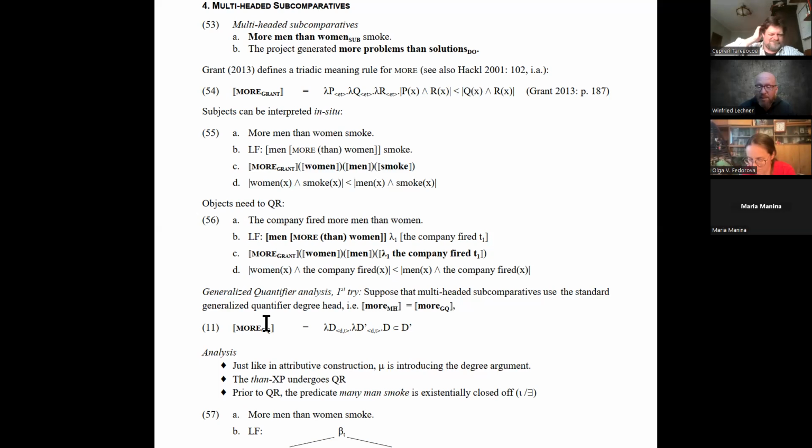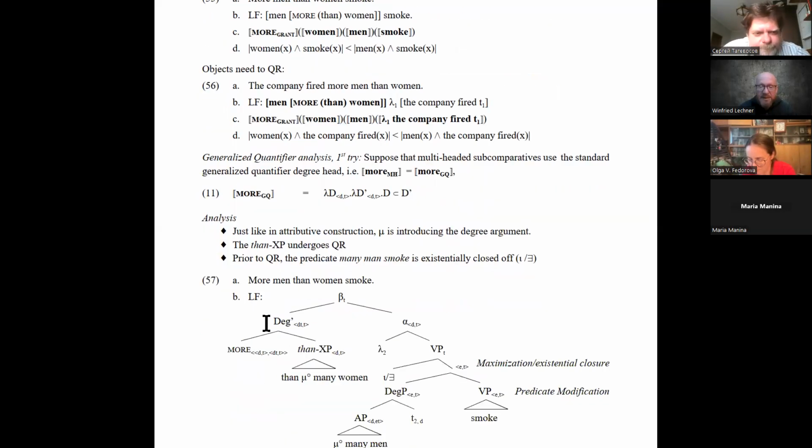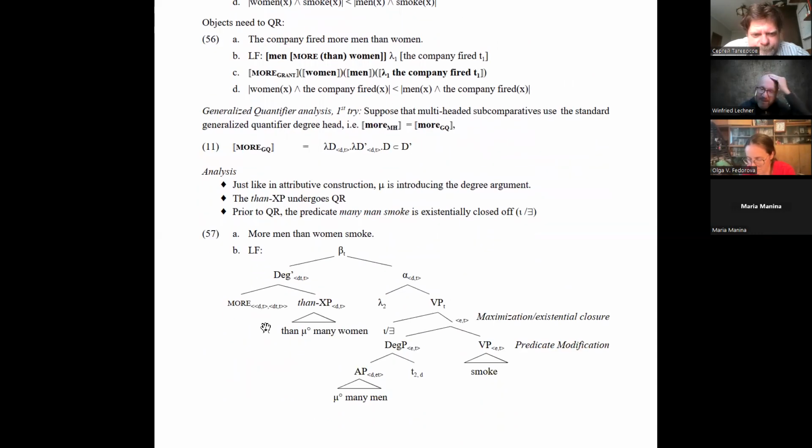Now let's see what is happening and what the consequences are. Good. Let's stick to the assumptions so far, that the degree argument is introduced by a separate head, and that we have QR available. Let's also assume, as is pretty innocuous, that in case we need it, we can existentially close off various parts. Now, "more men than women smoke."